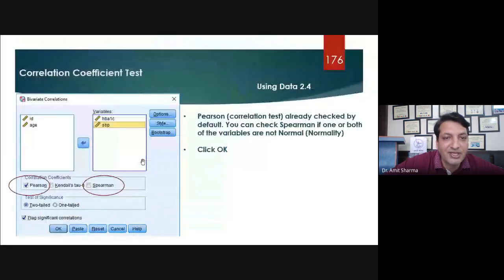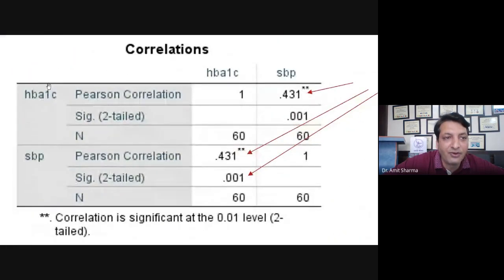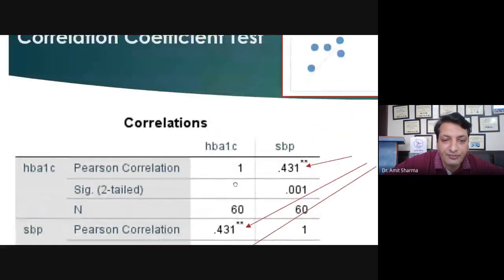Now what does this test represent? Here you can see that it is showing two tables. On the top side it is the reading for HbA1c, and at the bottom we have the reading for systolic blood pressure, and it's vice versa. The same value you are going to get here, 0.431, and here also you are getting 0.431. If you're getting 1 here, you will get 1 here, and if you get 60, you will get 60 here. So you have to read only half of the table for the test.